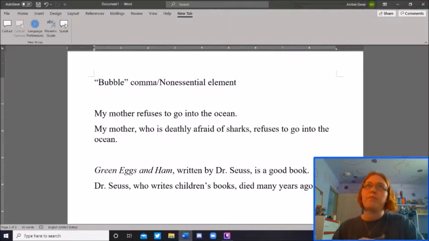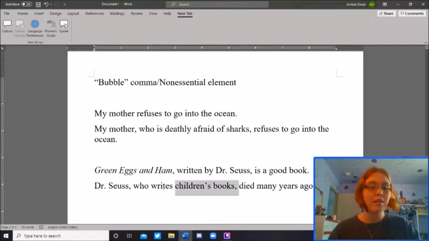Say Dr. Smith, a geology professor, says that rocks fall. It just gives the name, it gives the audience why they should listen, and then you can continue on with whatever you're going to say. It's really, really helpful. And again, the way to test if you're using this bubble comma correctly is to take the phrase out of the sentence. So we'll take this one and we'll take it out.